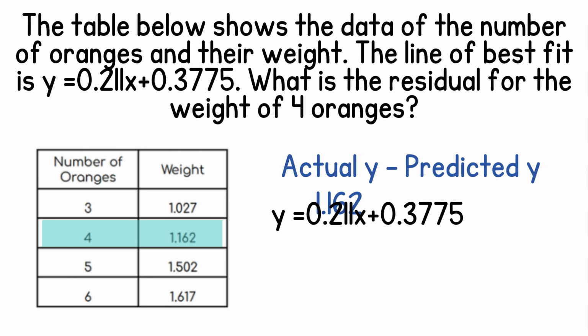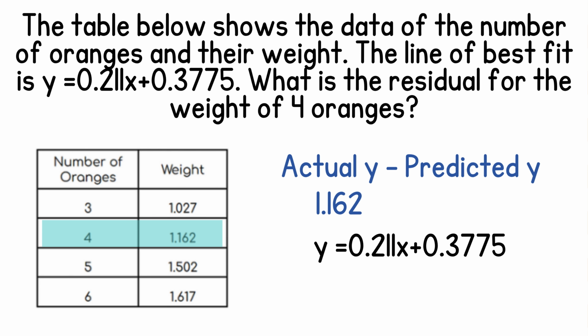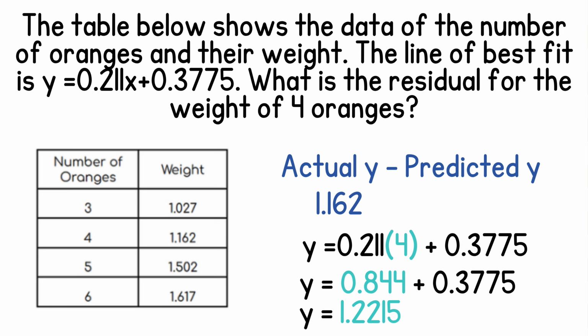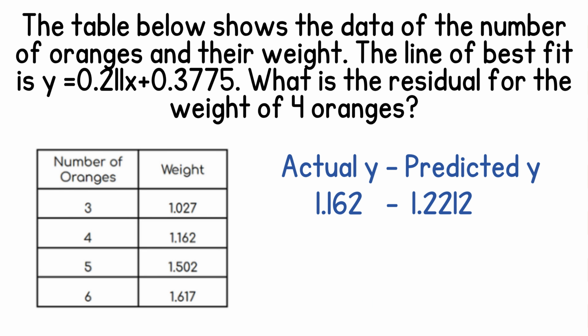To find the predicted y value, we'll take the equation they gave us for the line of best fit, and we'll replace x with 4 since we want to know the weight of 4 oranges. Multiplying 0.211 times 4 gives us 0.844. And adding that to the 0.3775 gives us a total of 1.2215. So now we can put this in our formula since we know that was the predicted y value.